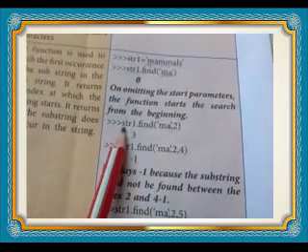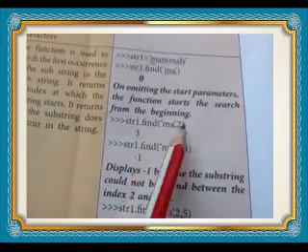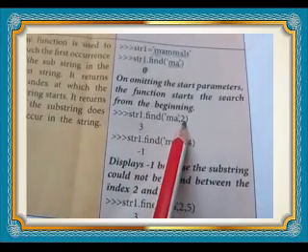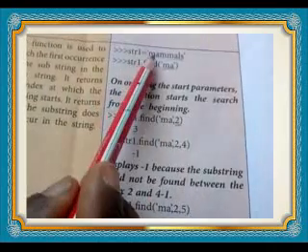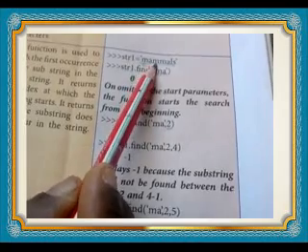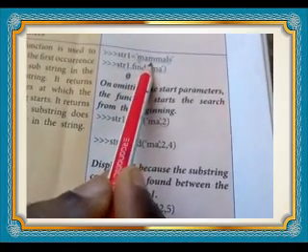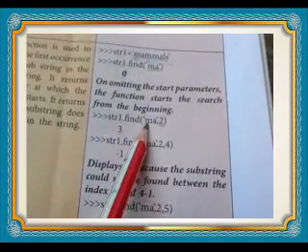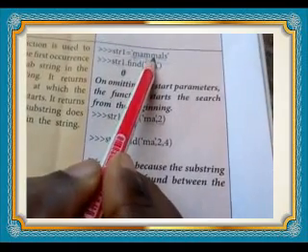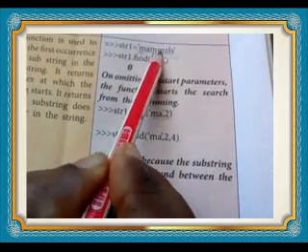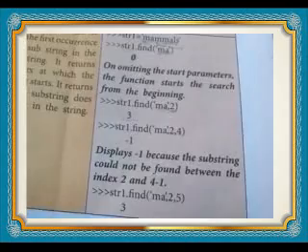Then next, str1 dot find ma comma 2. Where do we want to start? From the second index onwards. Where is the second index? Here 0, 1, 2. This is the second index. Second index onwards till the end. See here. Then we want to search ma. Where is ma? Here. What is the index value? This is 2, 3. So it returns the index value 3.